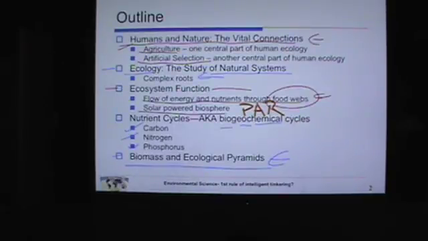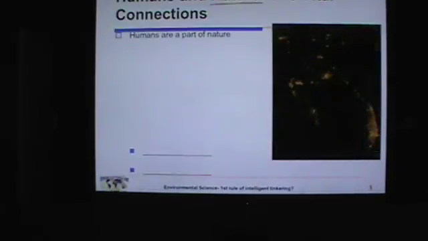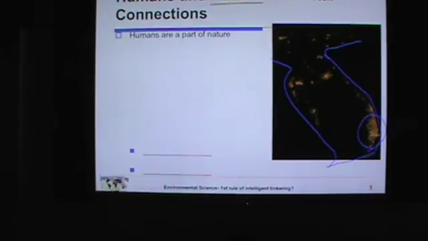So next, some connections in nature for us. First of all, humans are a part of nature. It may not look like it. Maybe you can't really tell what that is. It's actually a picture taken from the International Space Station. But when I draw this outline on it, you can kind of pick out some features. So we are a part of nature. Certainly we're a part of nature.